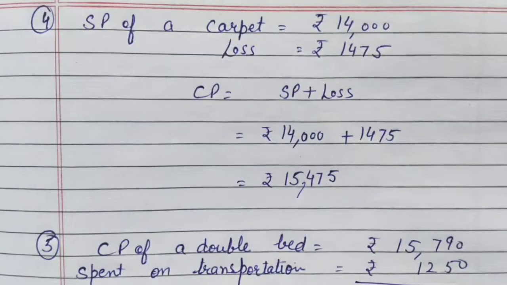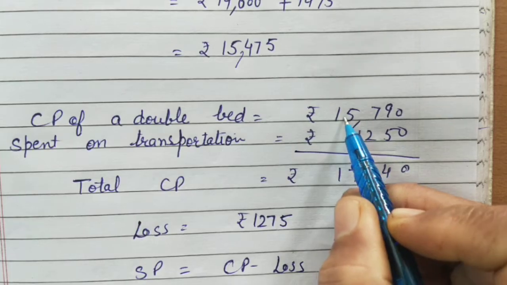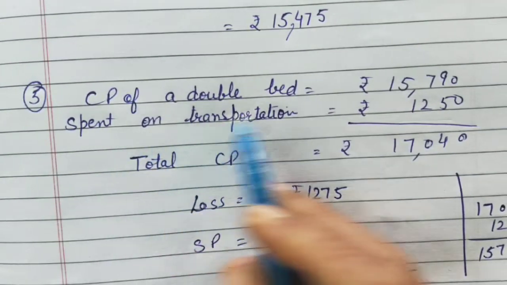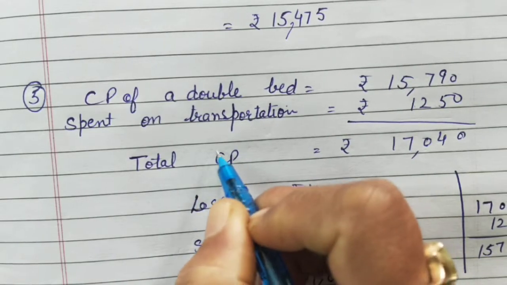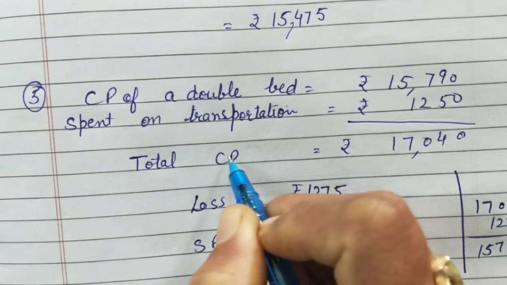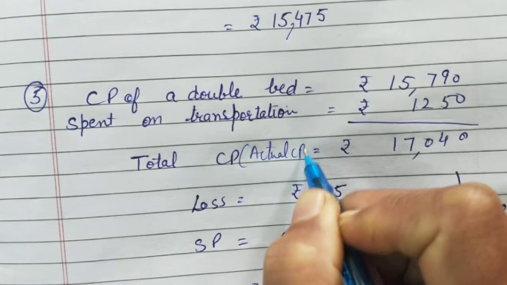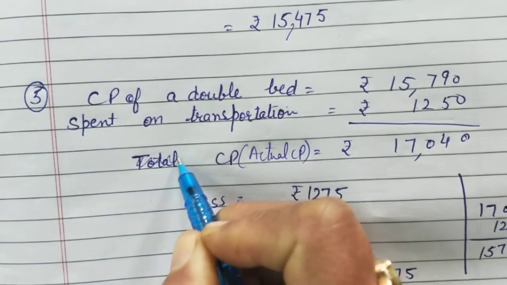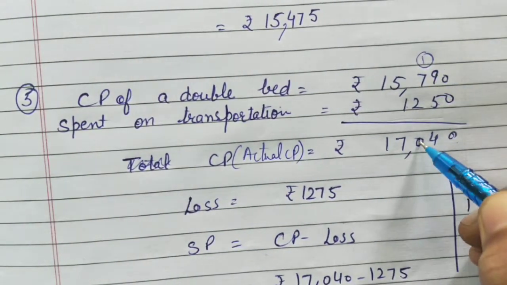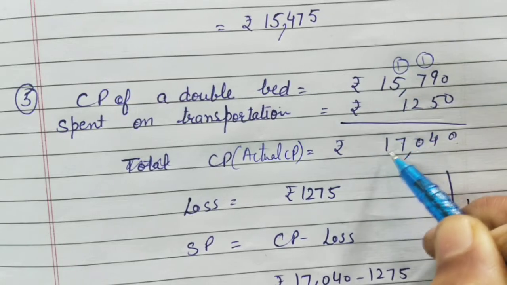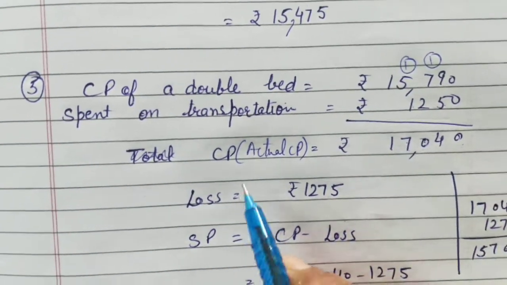First we'll find out actual CP, or you can say total CP. CP of a double bed is rupees 15,790, spent on transportation rupees 1,250. This is actual CP. Actual CP will add: 0 plus 0, 0, 9 plus 5, 14, 1 carry over, 10, 1 carry over, 7, 1. So actual CP is rupees 17,040.